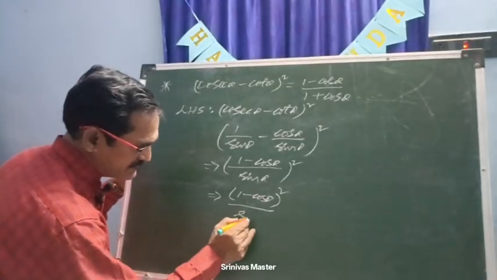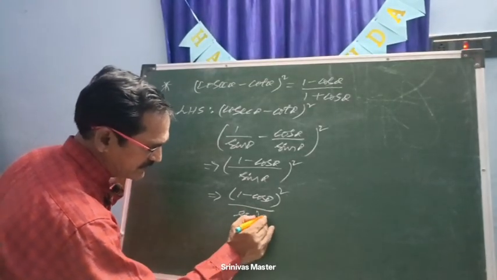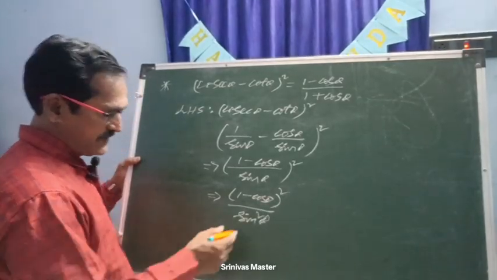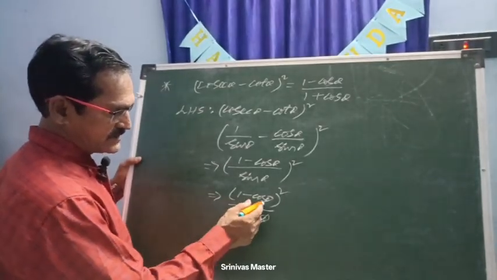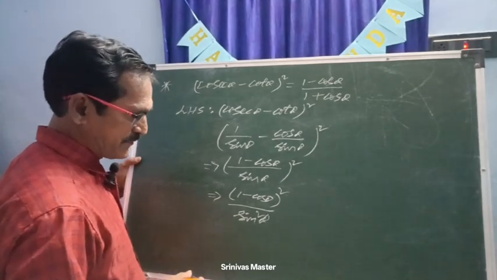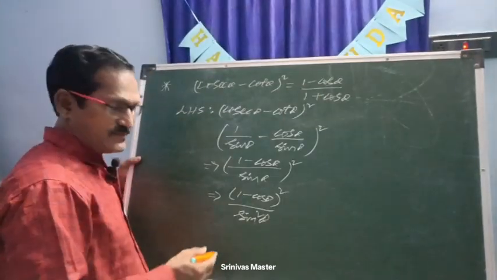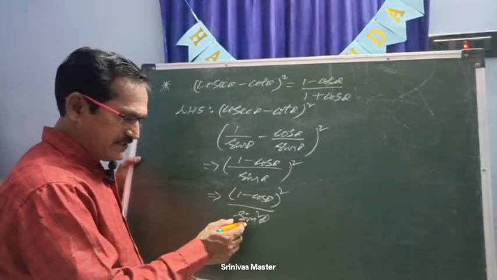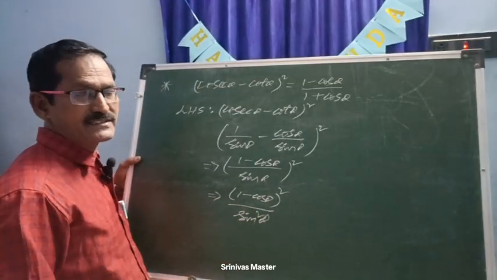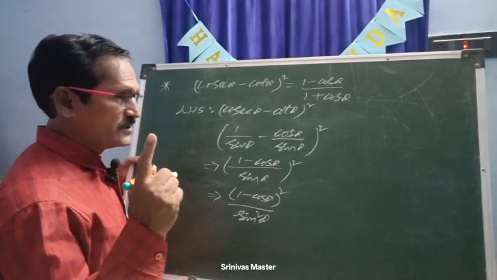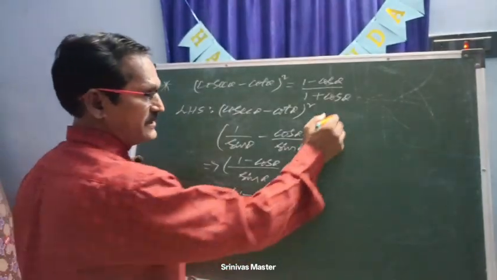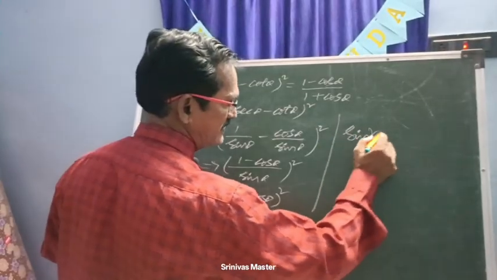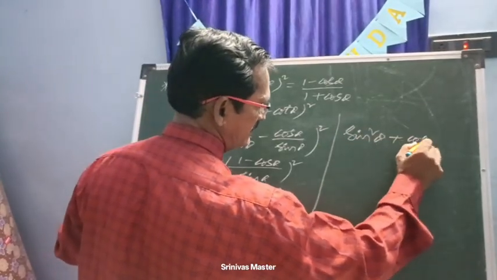Sin theta whole square means what, children? Sin square theta. Don't write sin theta square, that belongs to the angle, no. Sin square theta. So 1 minus cos theta whole square by sin square theta. Already in the numerator cos is there, so no need to change this. We have to change sin square theta in terms of cos. From where you have to get it? You know one of the identities in trigonometry, the first identity. What is the first identity, children? Sin square theta plus cos square theta.